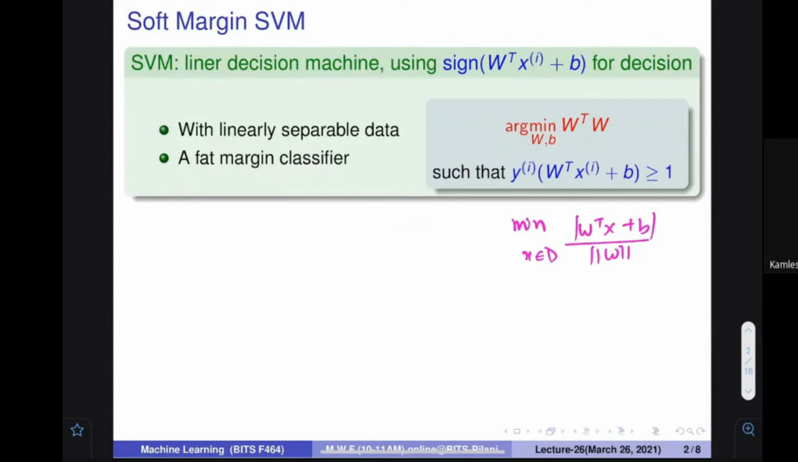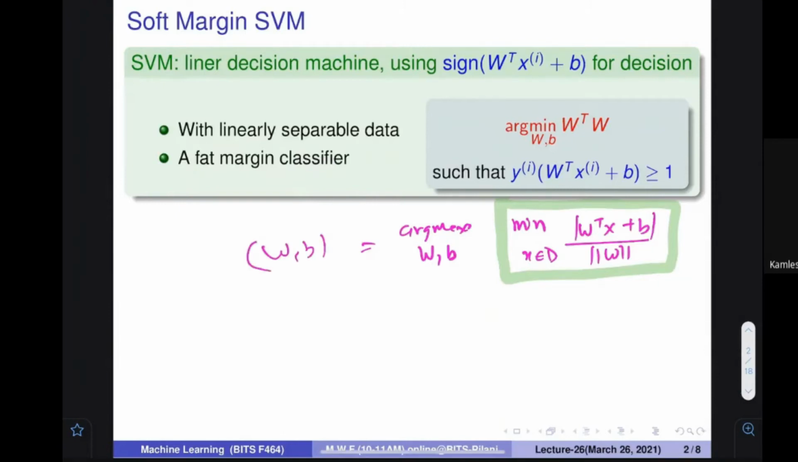So SVM finds the minimum quantity, and you know that this quantity is maximized by the SVM. SVM wants to maximize this because this is what the margin is. So it says argmax. How does it maximize? By changing the values of W and B, it changes this particular quantity. You know what the output of argmax is: the output of argmax is going to be the W and B which maximize this particular quantity.